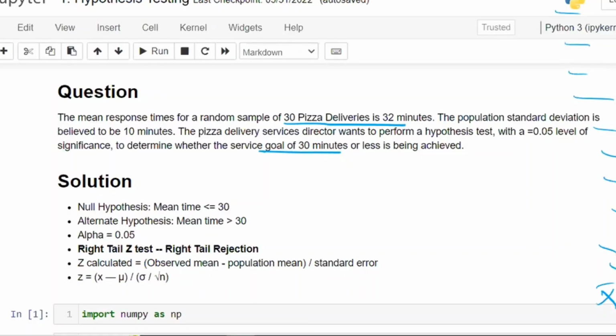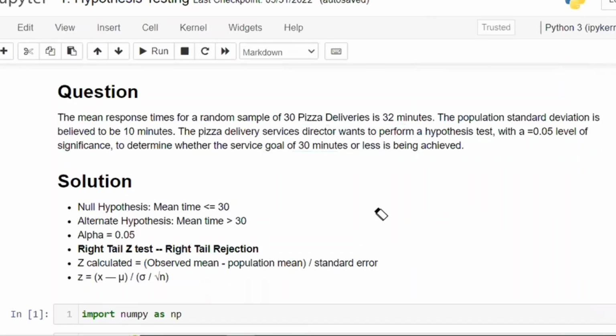Because whatever the data you have collected is sample data. 30 pizza deliveries sample. They might have done 3,000 or 30,000 deliveries. Original data is not with you, right? If the original data itself you were having, and the population mean could be calculated directly as 32, there would be no need of doing the hypothesis test also. Simply you can confirm that, okay, the company is not maintaining 30. Since you are not having the population data with you, you are working on the sample data.